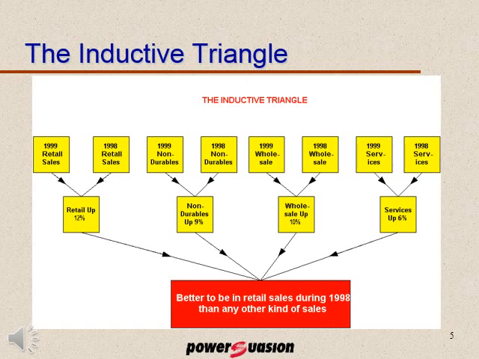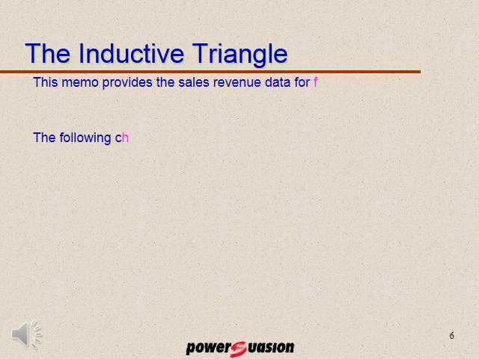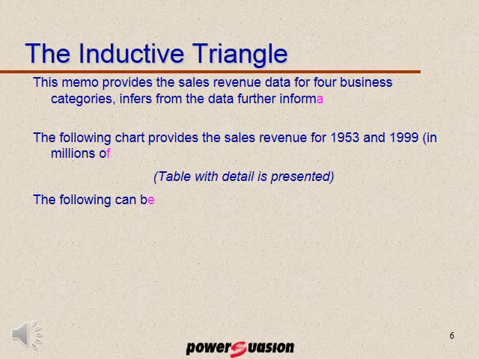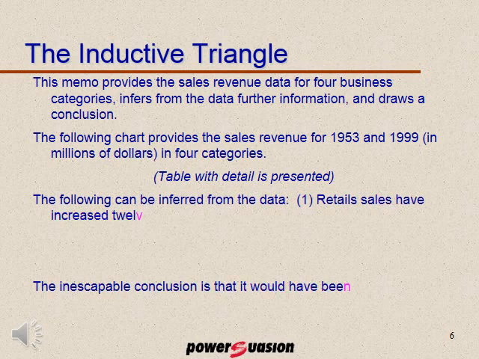So this is, as I said, scientific writing of all sorts, general social studies of various kinds, scientific papers, and so on. Notice that the inductive triangle presents the data first in the form of a chart, and then infers from the data several ideas, and finally makes a conclusion.